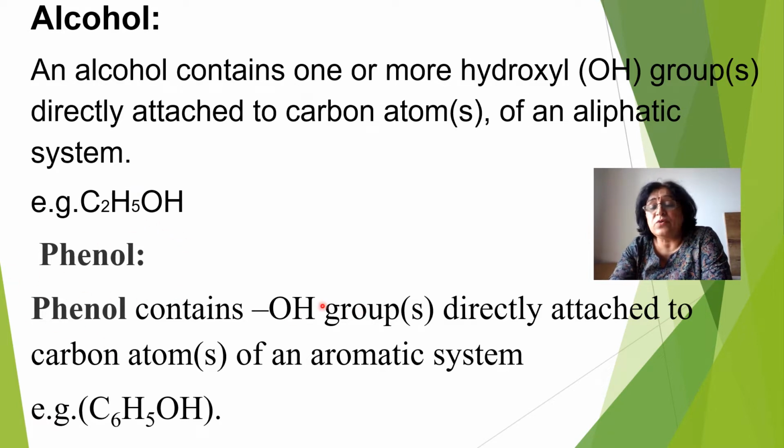Similarly, phenols. In phenol, the OH is directly attached to the aromatic system, that is, the aromatic ring. For example, if you have a benzene ring and you replace one H by OH, it becomes C6H5OH. And this C6H5OH, where OH is directly attached to the aromatic ring, is called phenol.